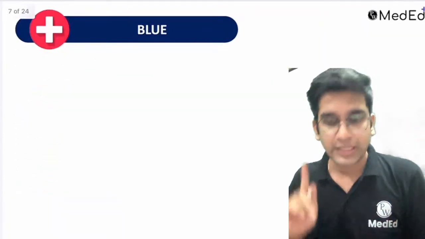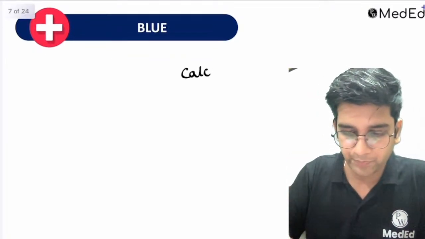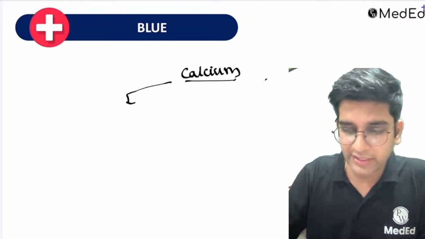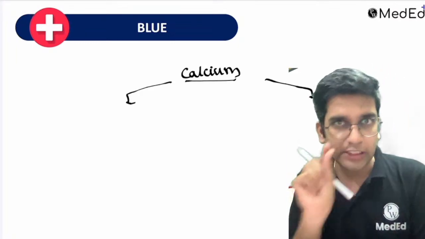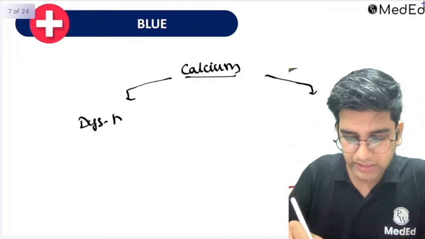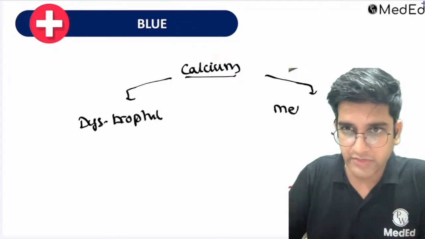Next is blue color. There's only one substance which can be blue in intracellular accumulation, which is calcium. What's calcium? There are two different types of calcium, and I want only one learning thing from the two different types of calcium. One is dystrophic calcification, the other is metastatic calcification, right?